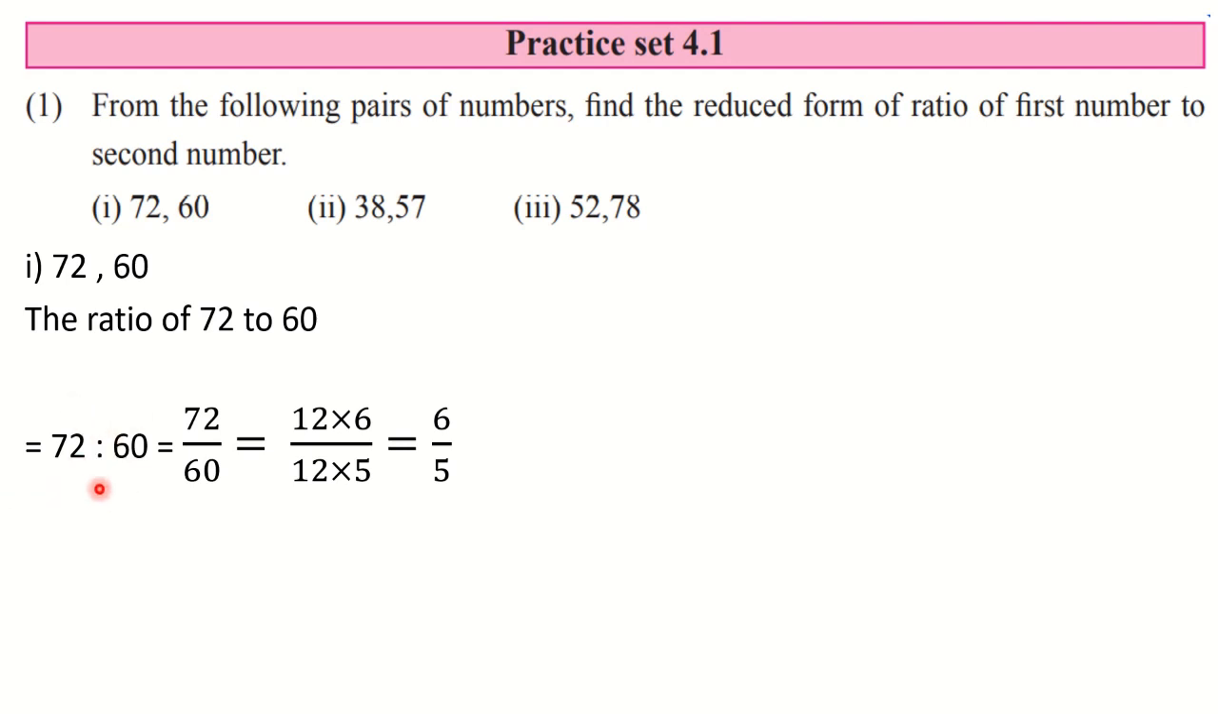How you are going to read? 72 is to 60. Then I told you that ratio is nothing but the division. So write down this in the form of numerator and denominator. Now we have to find its reduced form.